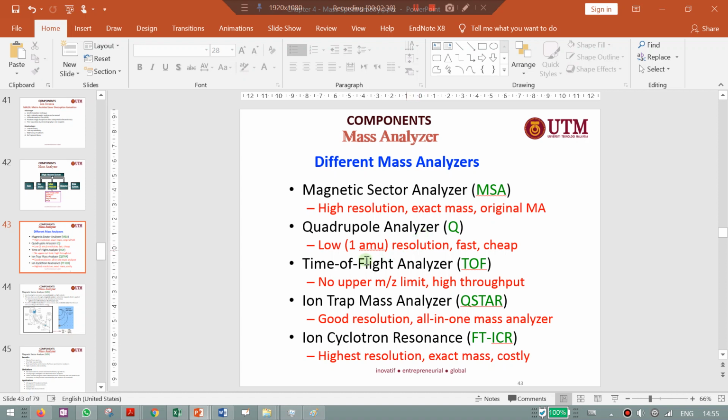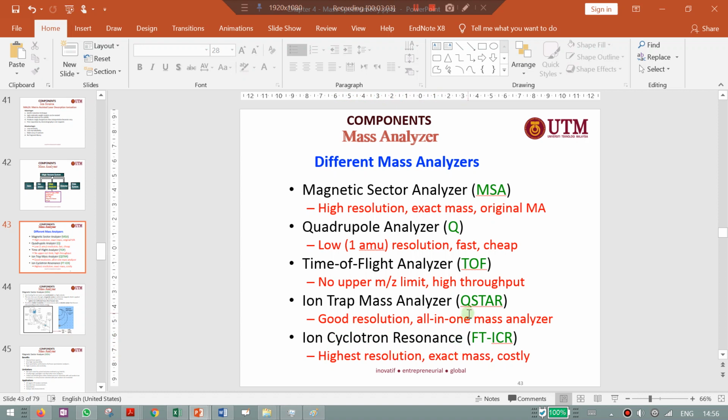Alright. The next one is the time of flight. No upper mass to charge ratio limit. High throughput. The next one is the ion trap mass analyzer. Good resolution. All-in-one mass analyzer. Very versatile. I'm not sure if we learn about this in our class. And the last one is the ion cyclotron resonance, FTICR. Highest resolution and exact mass, but unfortunately it's very expensive.